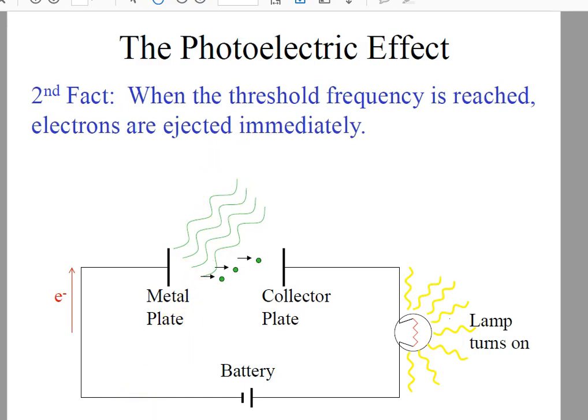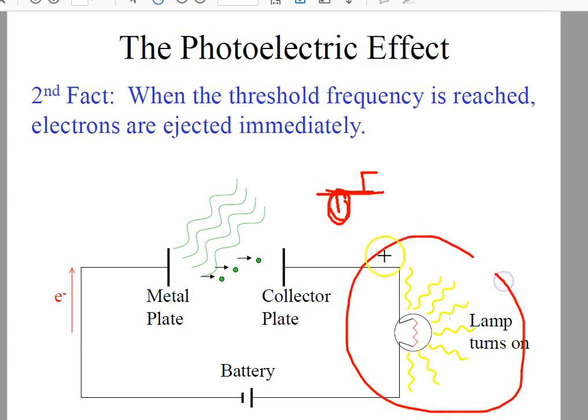But if they increase the frequency of that light, so they increase the energy of the light to some threshold point, then the electrons were ejected immediately. So that kind of gives them the idea of this stair, because if they were along this point right here on the stairs, like they hadn't gotten this quanta of energy, then the electrons weren't going anywhere. But once they reached that level, that quanta of energy, just enough energy, then the electrons came off immediately and the lamp turned on.